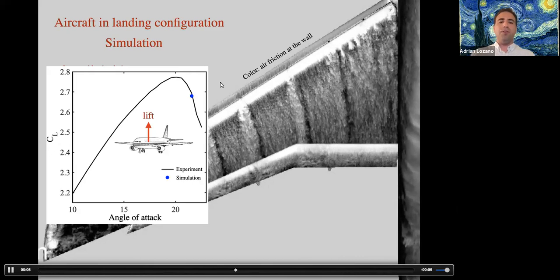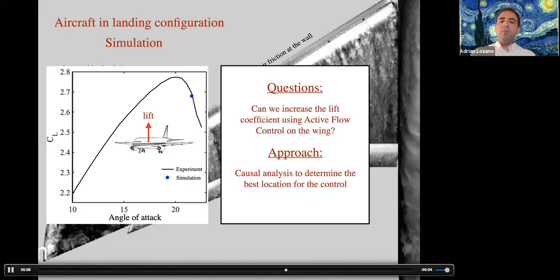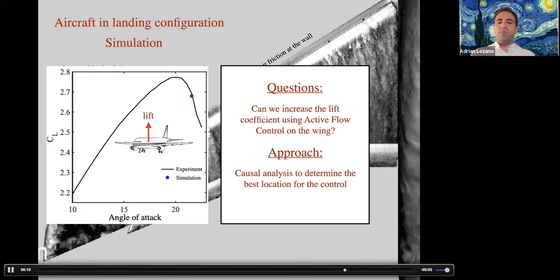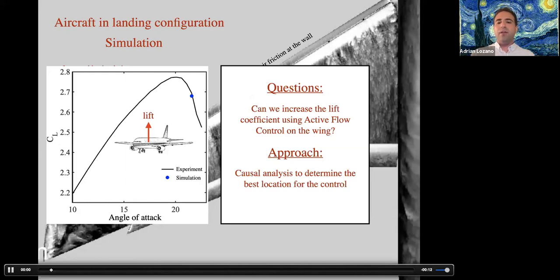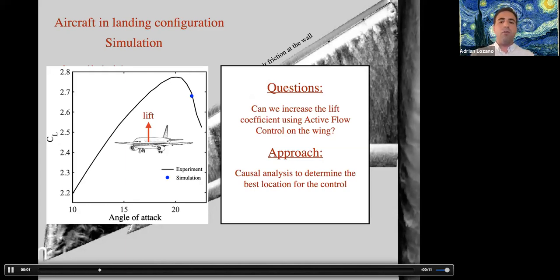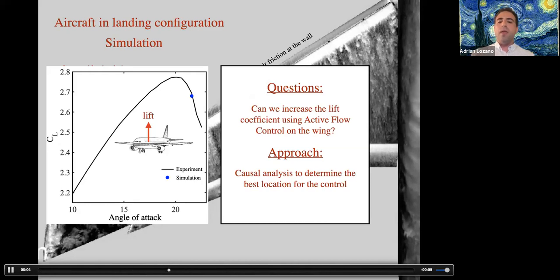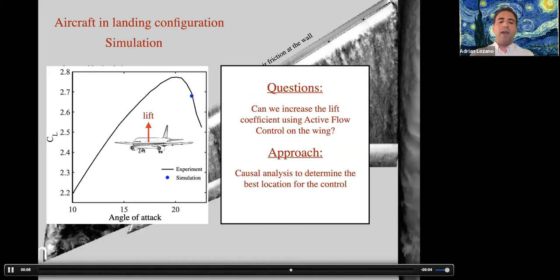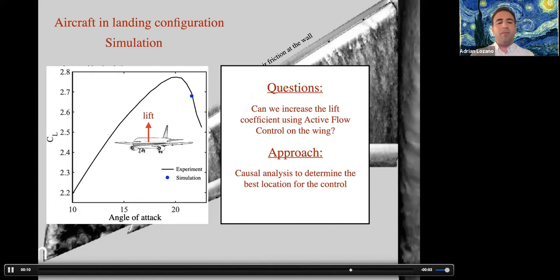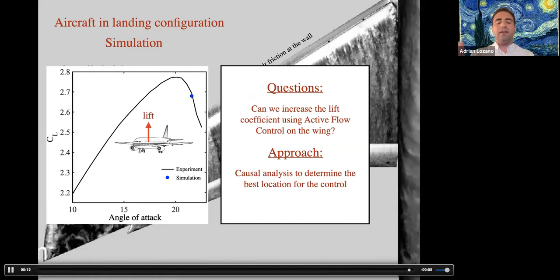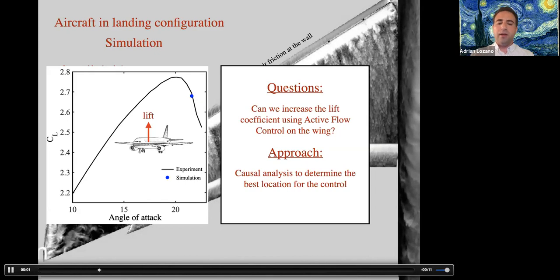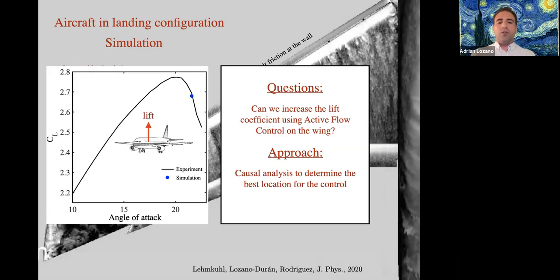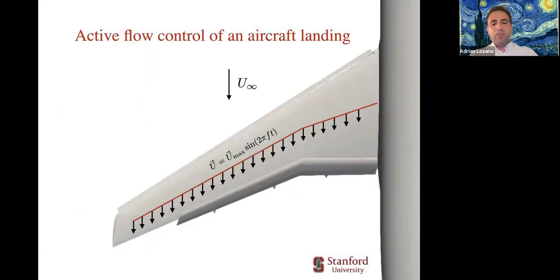Now what I'm going to do is more difficult than this. The question that I want to answer is, well, can I increase the lift coefficient using the active flow control that I introduced before? And in particular, one decision that I have to make is where do I have to place that control? What is the best location for that? And that is when I'm going to use the causal analysis. So let's go to the setup of the problem.